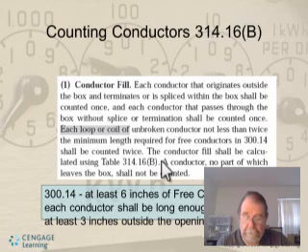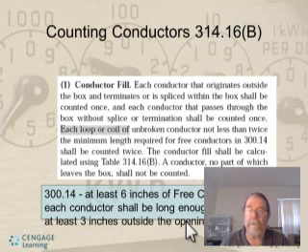The conductor fill shall be calculated using table 314.16(B). A conductor, no part of which leaves the box, shall not be counted. Then here's 300.14: at least 6 inches of free conductor. Each conductor shall be long enough to extend at least 3 inches outside the opening. What they're talking about, the opening there, is the opening where the conductor enters the box.